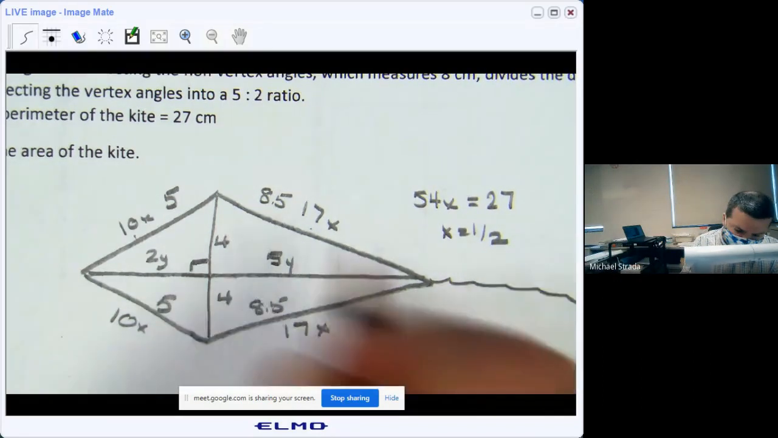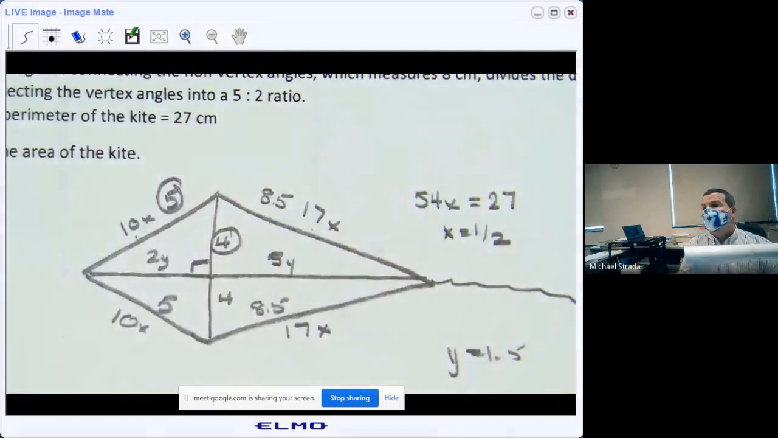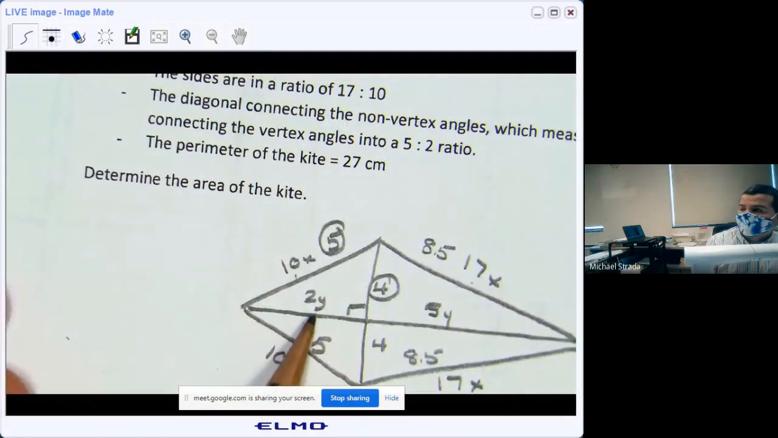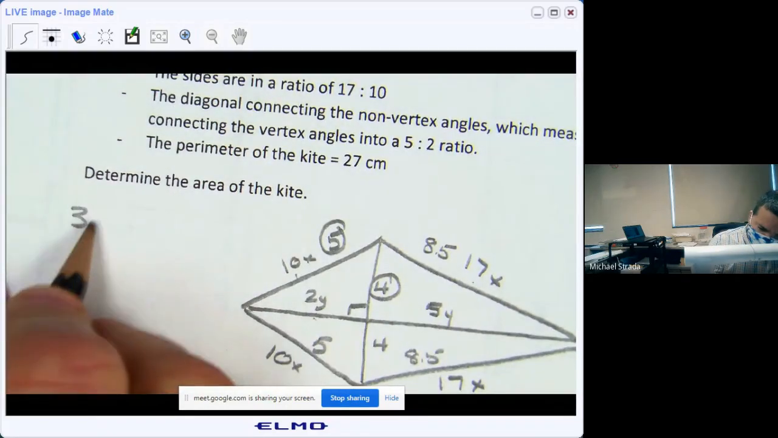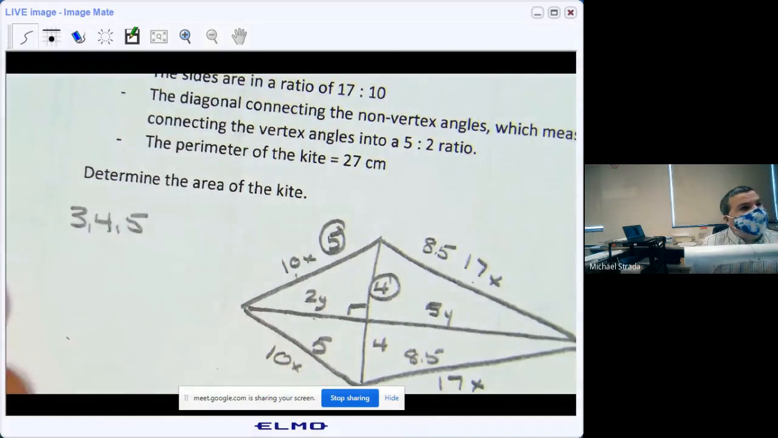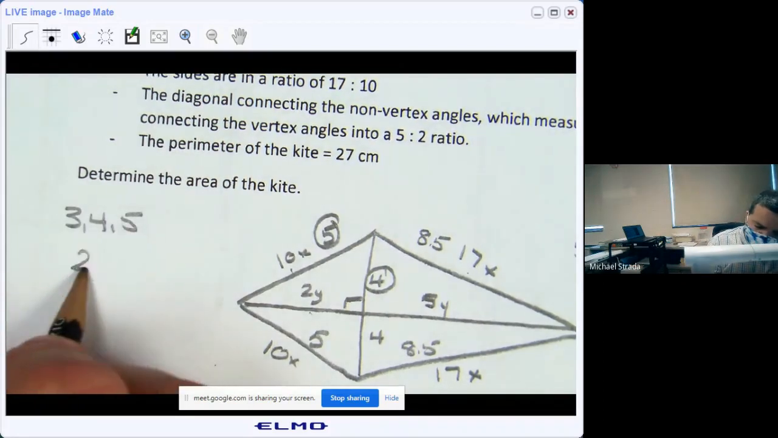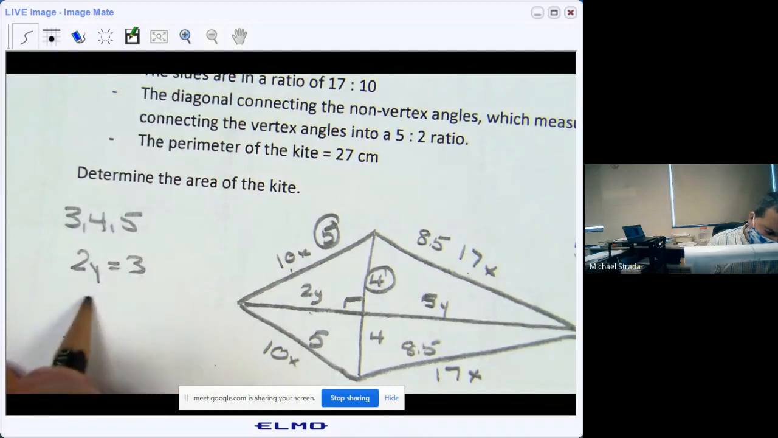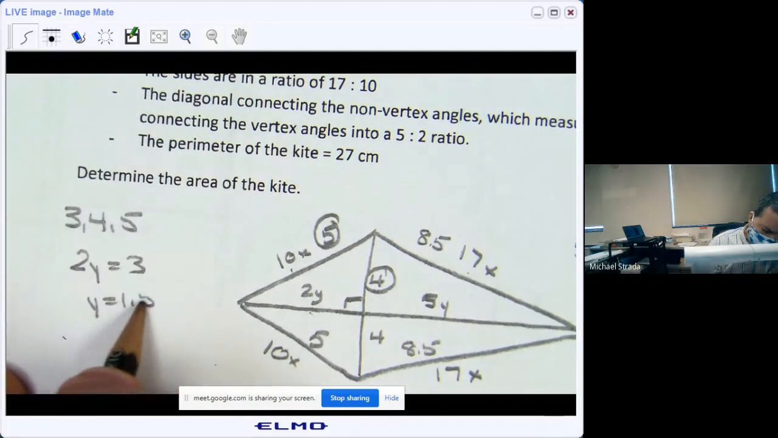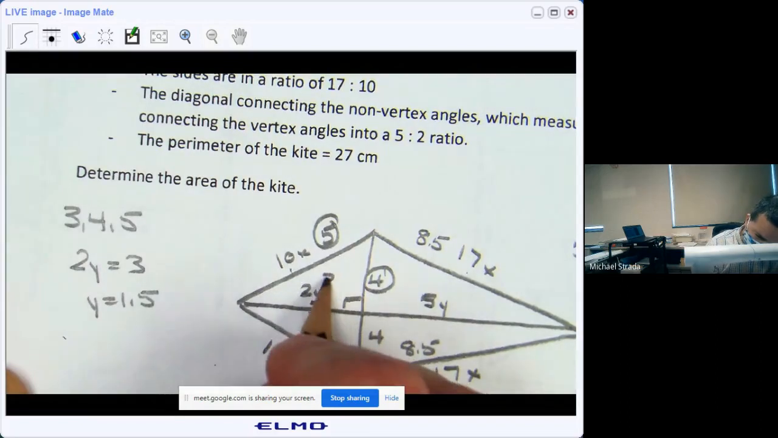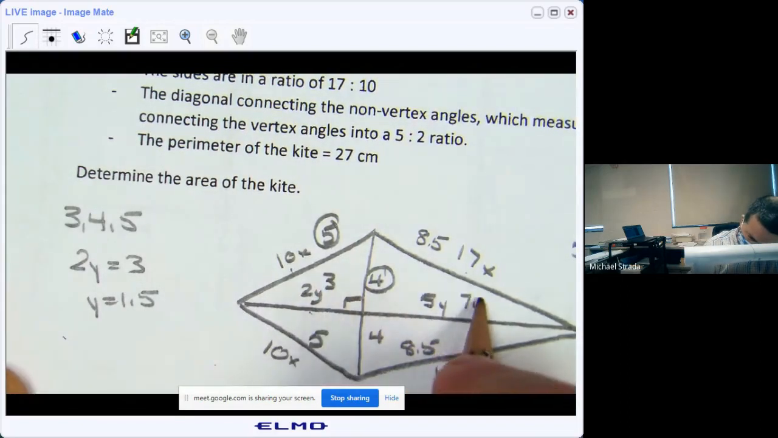Okay? This is 4, this is 5. So you can either use the regular Pythagorean theorem to get that side length, or the triples, 3, 4, and 5, because the 5's in the right place. Or you can just use the regular Pythagorean theorem, square root of 9, right? So you can do it that way as well. So that means 2y is equal to 3. So y is equal to what? 1.5.